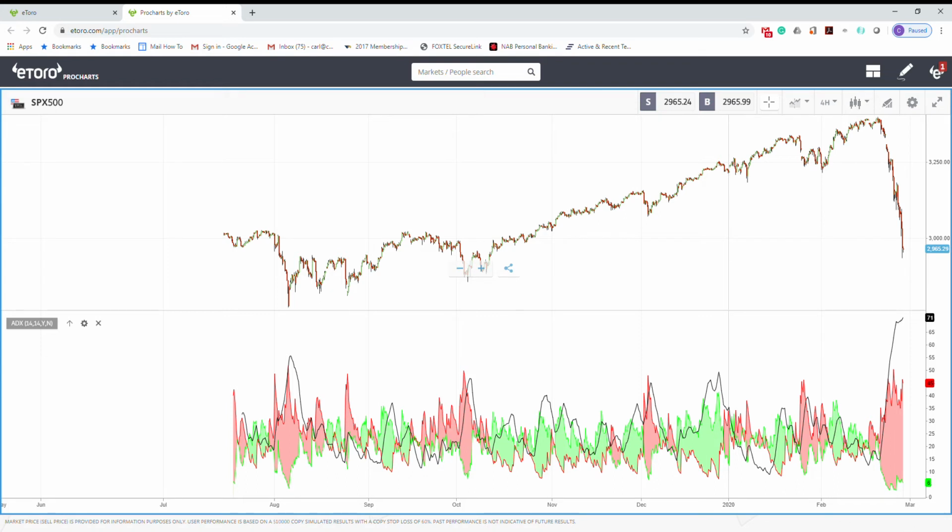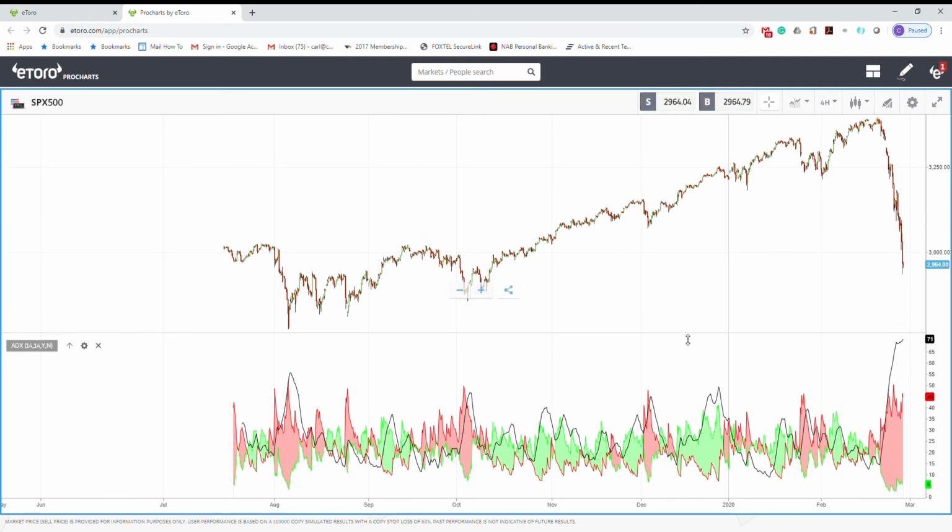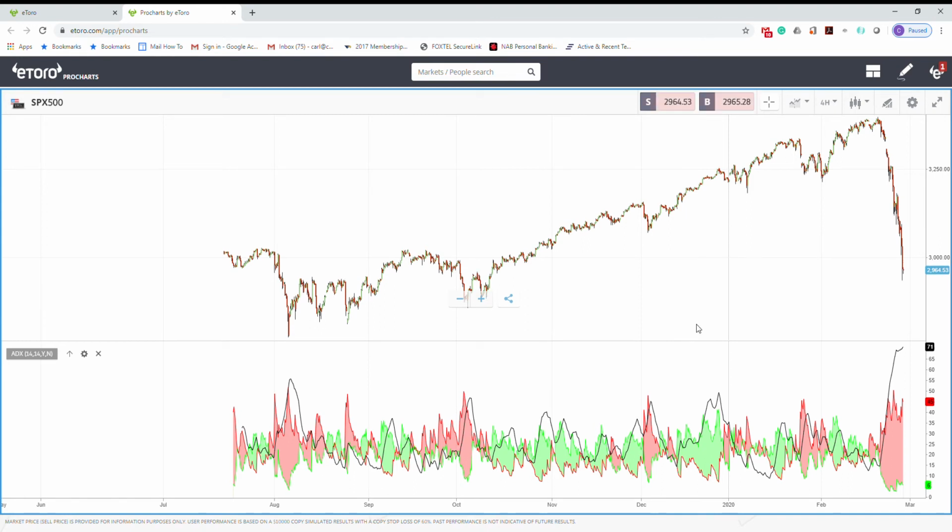Sorry. I'm going to make this a bit bigger. Today is 28th of Feb 2020, and we are looking at the chart of SPX 500 on the 4-hour chart. We have a big drawdown on most of the indexes, and that's because of all the fears about coronavirus and all the problems that are going on.